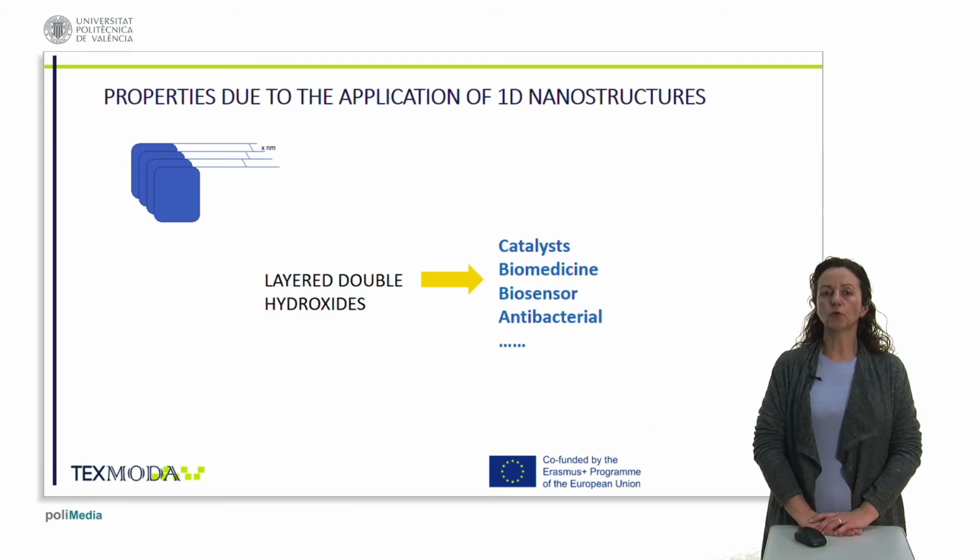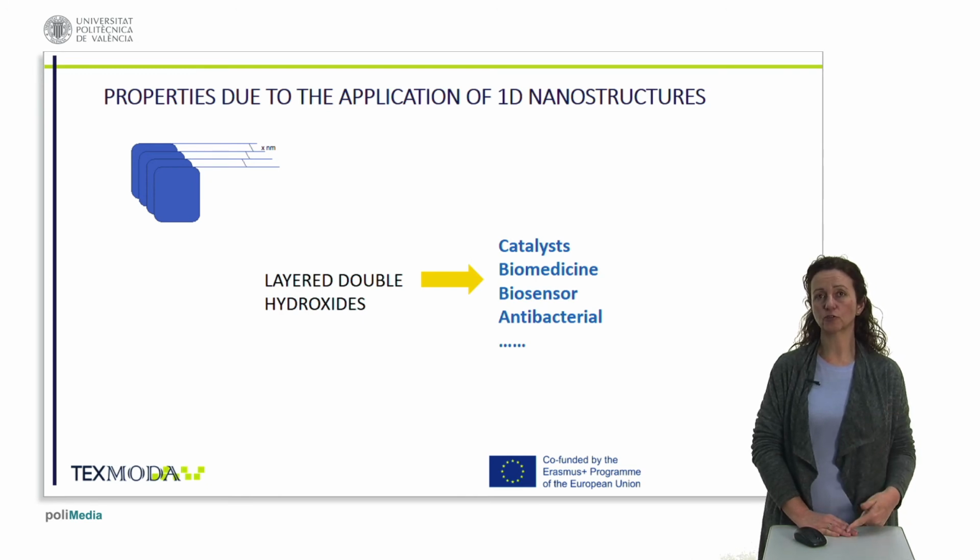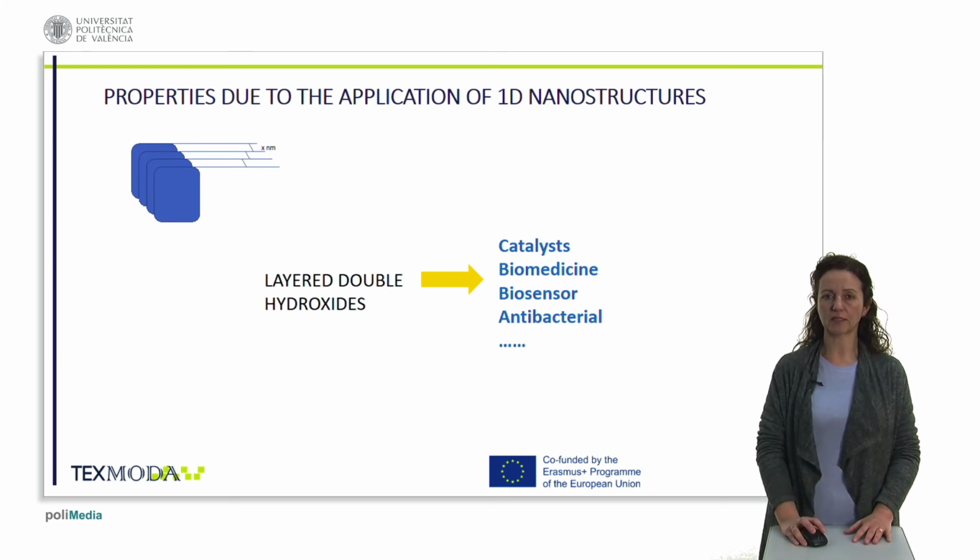If we move to layered double hydroxides, we can observe that some of those products have been used as a catalyst for biomedicine, to obtain biosensors, to get antibacterial properties, and many other properties that could not be obtained on a conventional textile. Okay, so this is going to help us to include new properties on textiles.